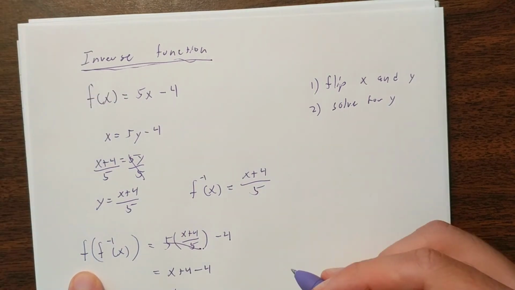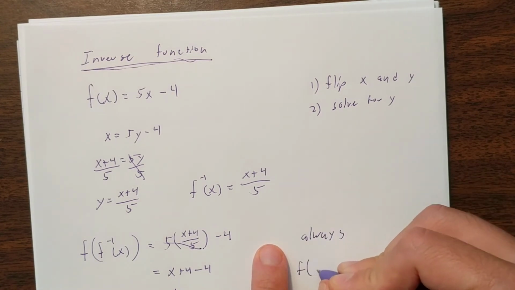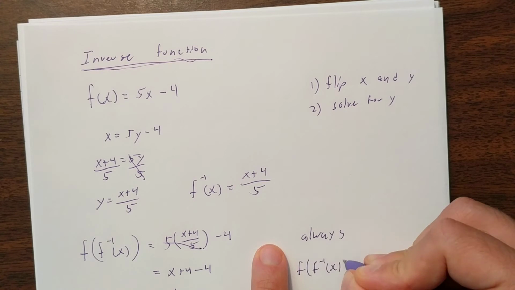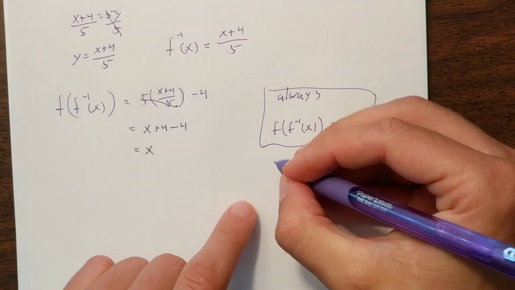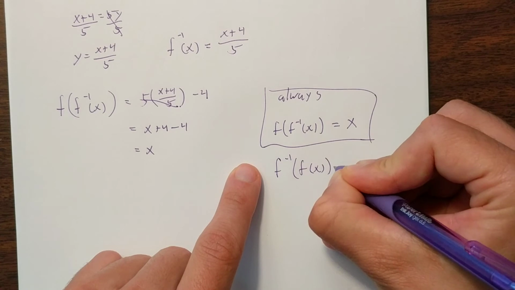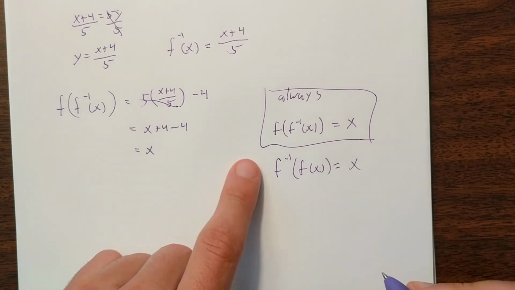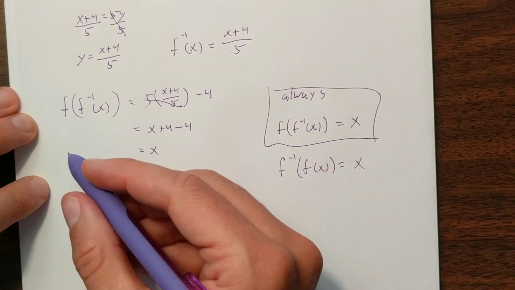This will always happen. Always, f of f inverse of x will always equal x. The opposite is also true. F inverse of f of x will also always equal x. Let's do one more inverse function though.